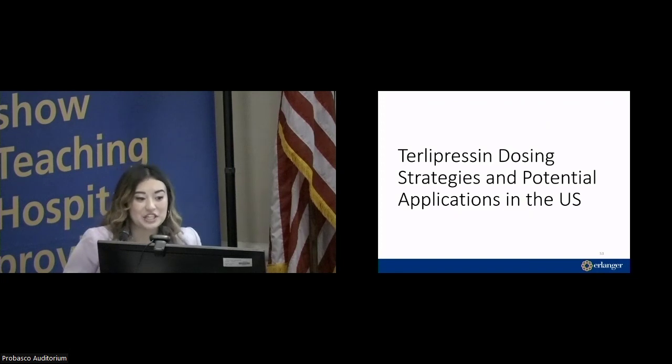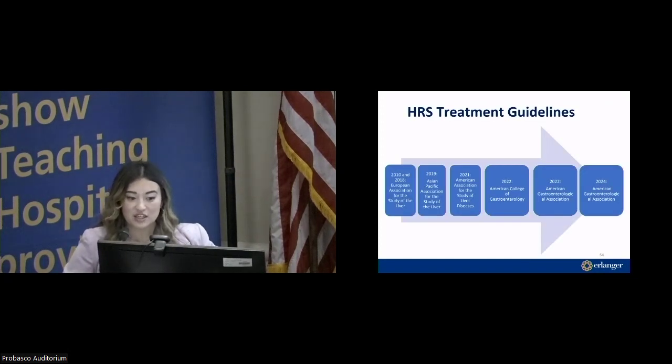Finally, we're going to look at terlipressin dosing strategies and the potential applications it may have for us. However, why do we want to talk about the different strategies? Should the following information give us pause before we adopt terlipressin into our own population? Noted here, added to this timeline of guidelines, is the European Association for the Study of the Liver. Terlipressin has been approved in Europe for around 25 years. However, we have never implemented it into our US guidelines.